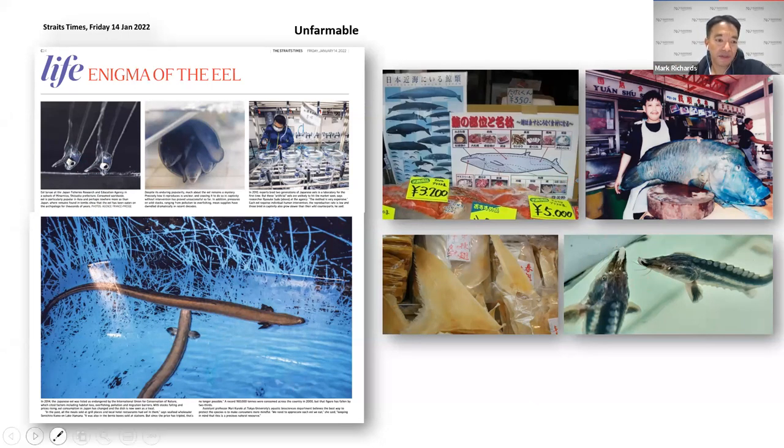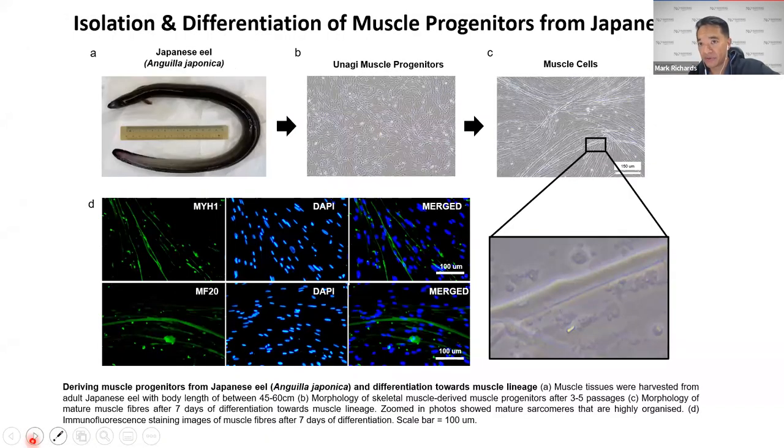So coming to some of the experimental data that we had, this slide summarizes what we have done for unagi, a Japanese eel. So we procured eels from a Japanese fish supplier in Singapore, and we developed a protocol in which to extract out these muscle progenitors, and also a differentiation protocol to differentiate these progenitors into more mature muscle cells. This is an enlarged image of this section of the picture here, and you can see the striations on some of these unagi muscle cells that we have.